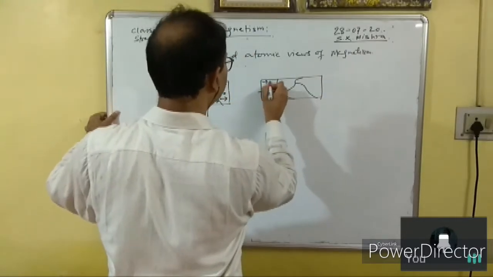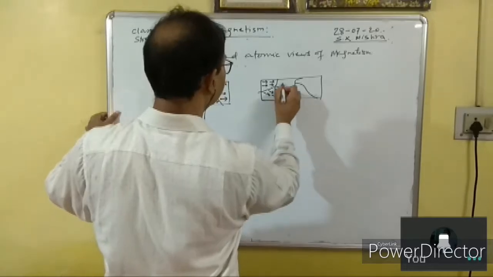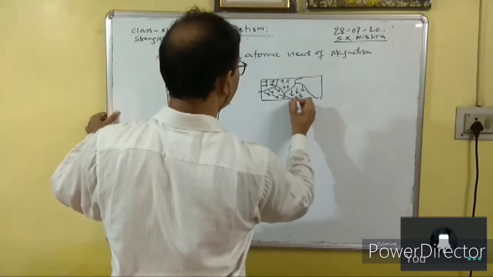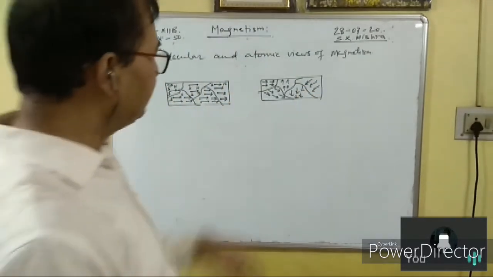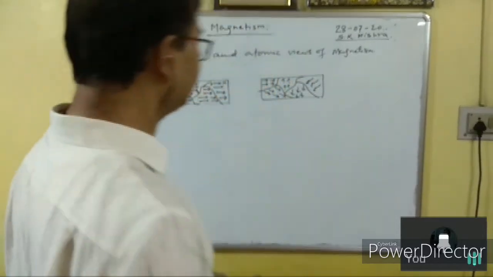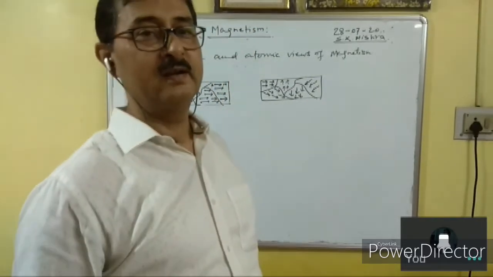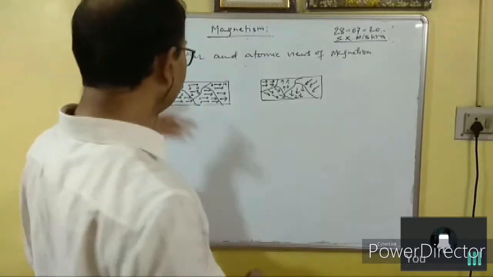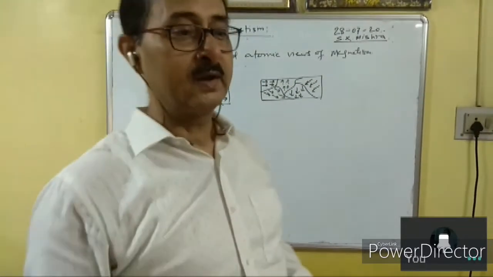Actually, it depends on molecular theory. Suppose you have a material and this material has so many domains like this. Because each tiny molecule behaves as a magnet, itself it is a magnet. This arrowhead is north and the tail is south. So you can draw so many north, south, north, south. And if all the tiny magnets are aligned in the same direction, then it has a strong magnetization property.